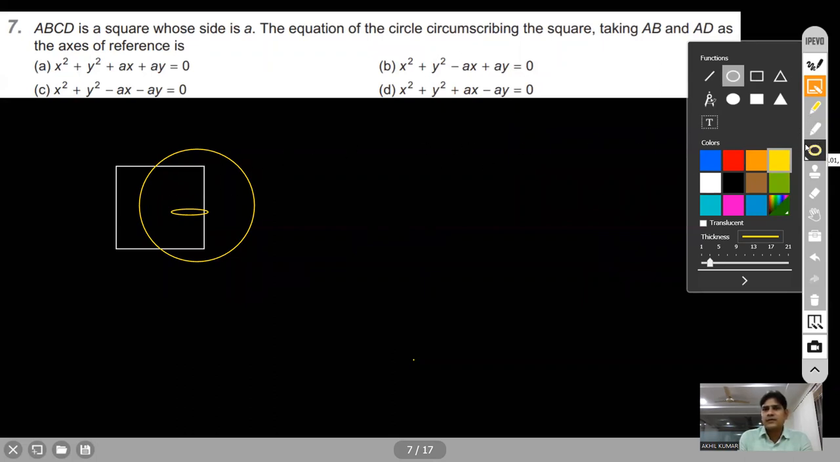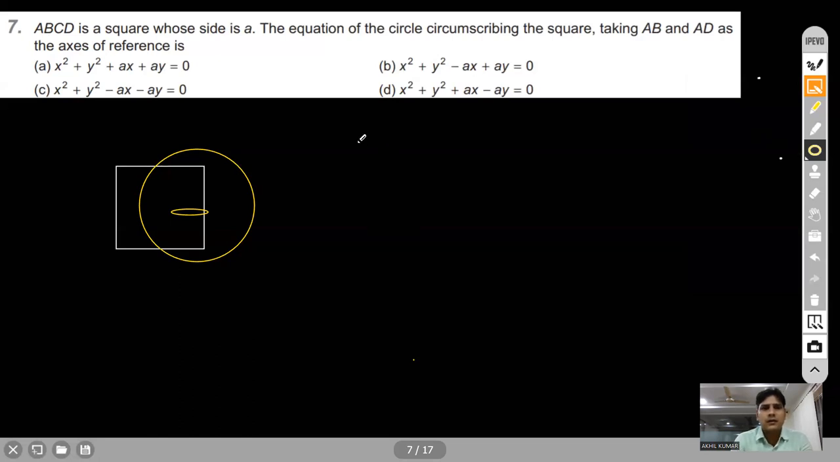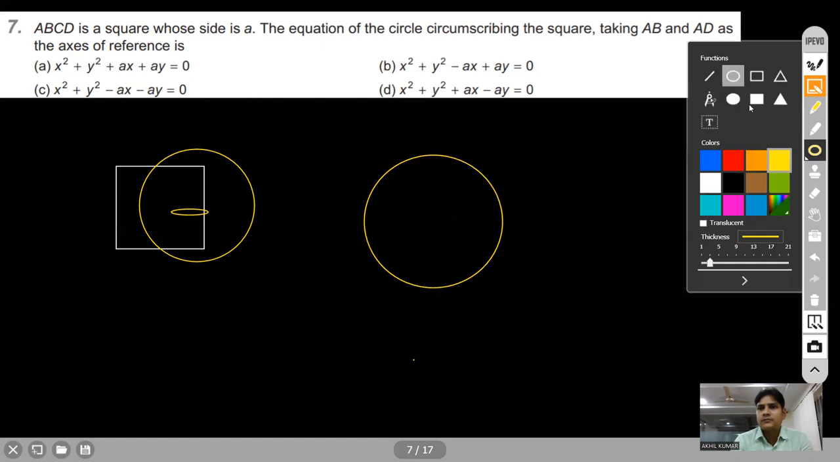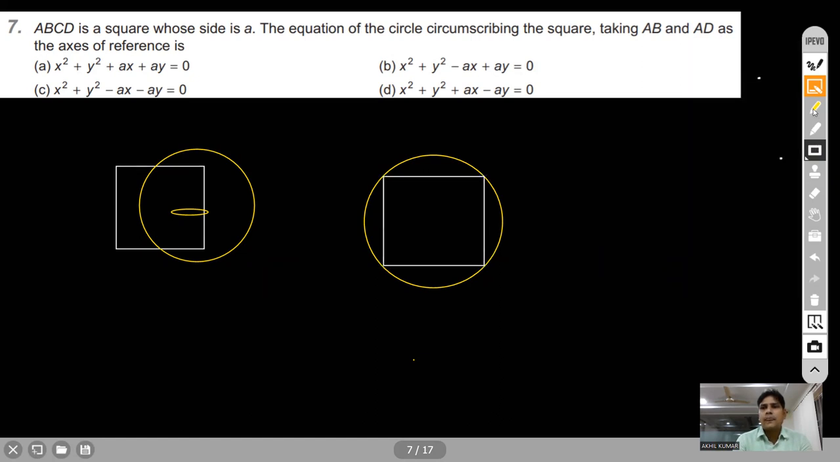No, let me draw it separately. First, I am drawing this circle, and I will draw a square inside it. Yeah, right. So what is given in the question? ABCD is a square whose side is a. We have to find the equation of the circle which is circumscribing the square, taking AB and AD as the axes of reference.